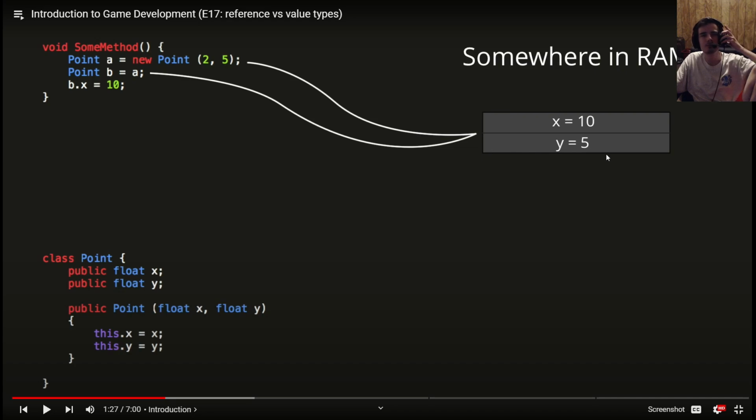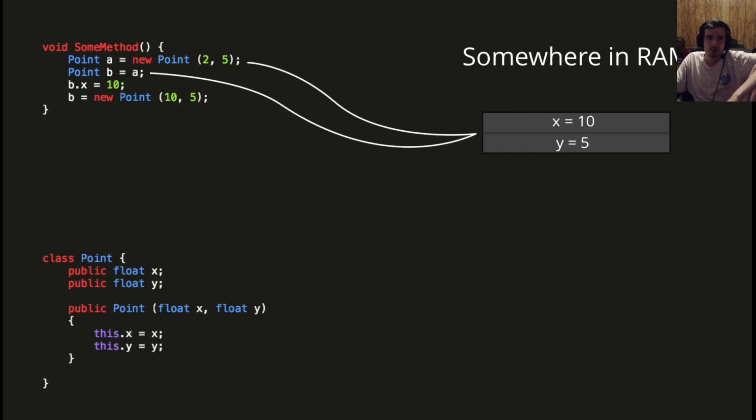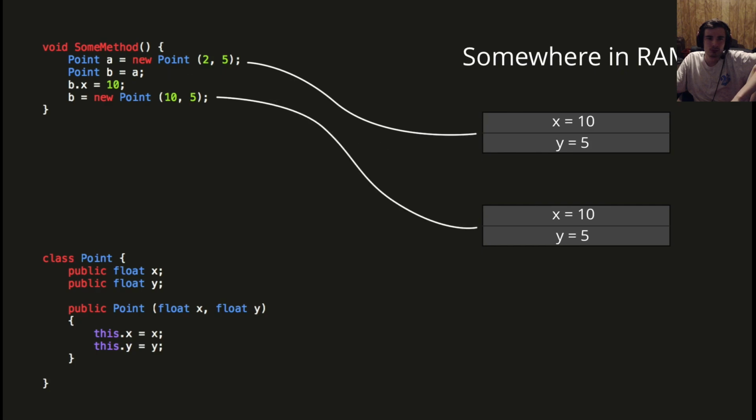Really? Interesting. What if I now write b equals new point 10, 5? Well, in that case, a new object will be created in the computer's memory, and now point b refers to that instead. Changing the coordinates of b will now no longer affect point a, and vice versa.